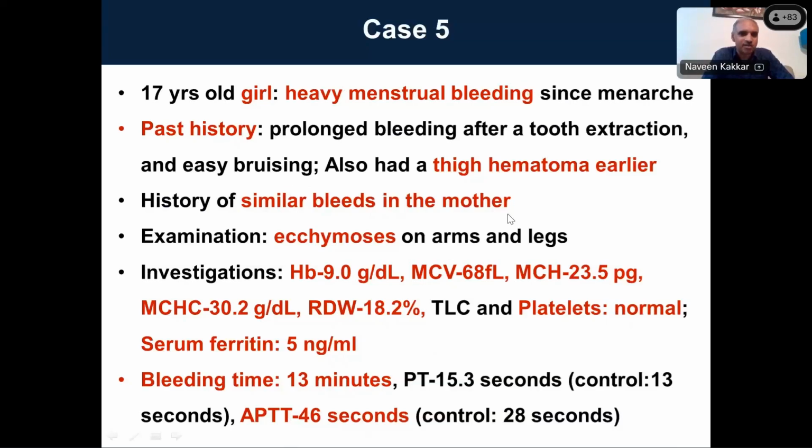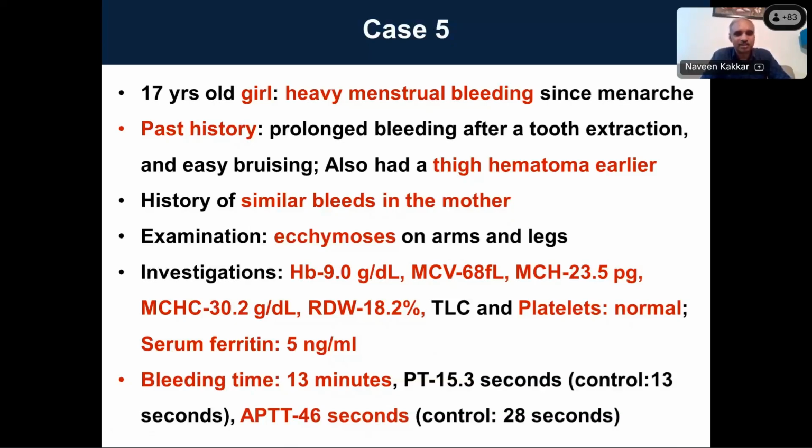So this is a typical history of a von Willebrand disease with, remember, factor 8 in some of the variants may not be low. So the factor 8, the aPTT may be normal in some of the variants. However, also remember, von Willebrand disease is the commonest inherited coagulation disorder in the world. 1% of the population has von Willebrand disease.